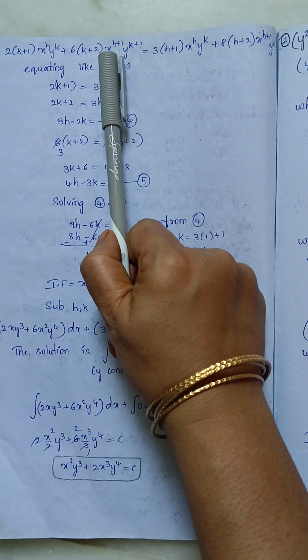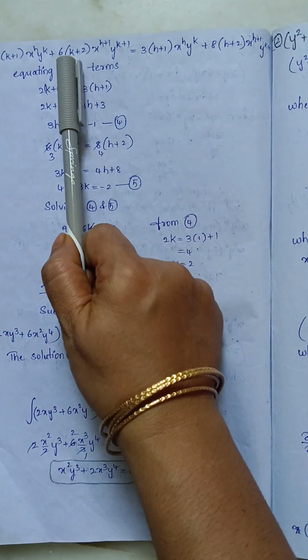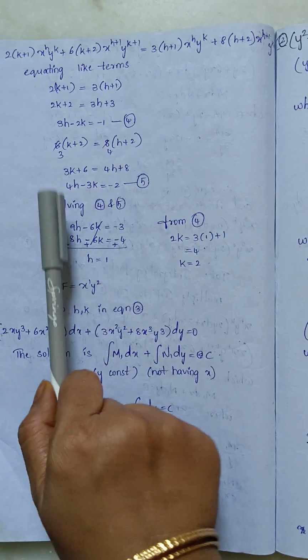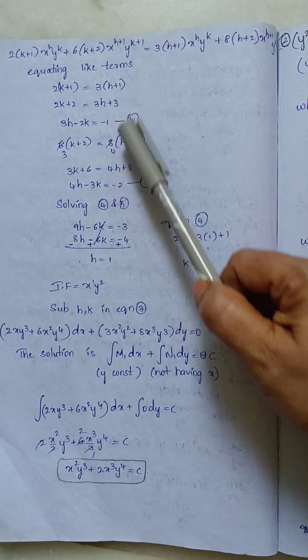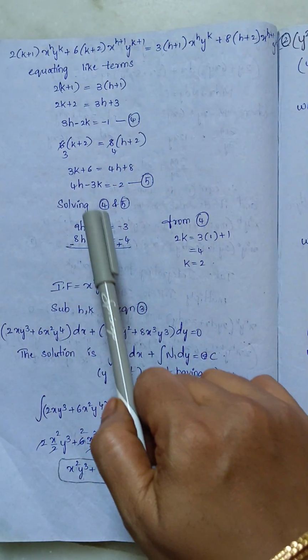Similarly we take the x^(h+1) y^(k+1) terms here, and take the coefficients as equal. Again we get another equation in terms of h and k. By solving these two equations we get the values of h and k. So how to solve this? Just multiply.